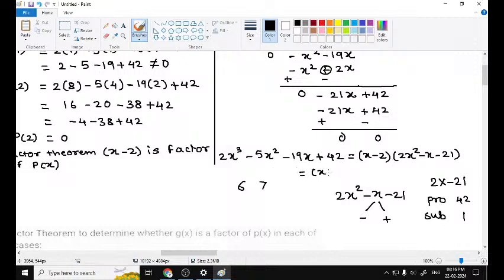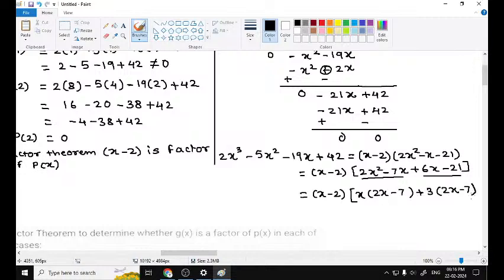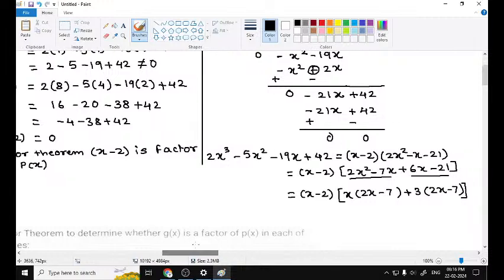So there is no change in our first factor, and now we are going to write this as 2x square minus 7x plus 6x minus 21. Now let us form the groups. We can take x common from these two. So in bracket we have 2x minus 7. Here we can take 3 common. So in bracket we have 2x minus 7.